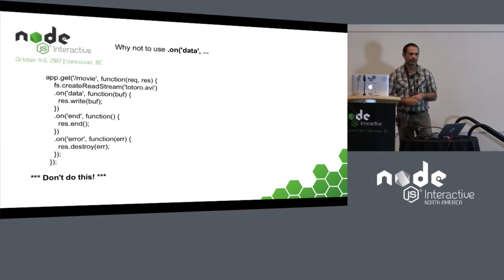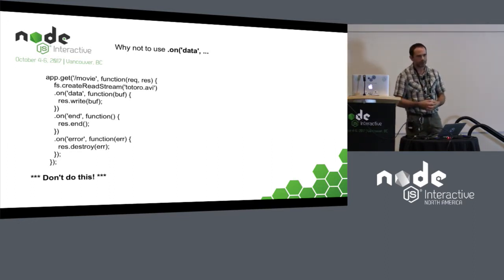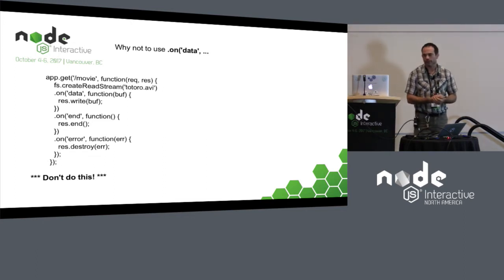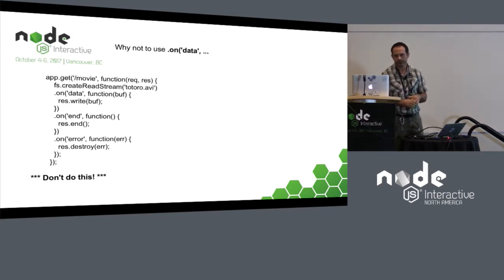And there's a limit to how much memory processes can use. And when you exceed that limit, Node will crash if it fails to allocate memory. So this is anti-pattern code. You should never do this. This is not the right way to move data from one source to another.